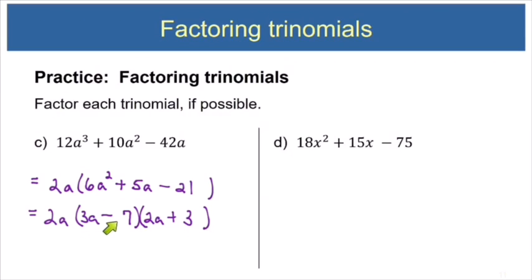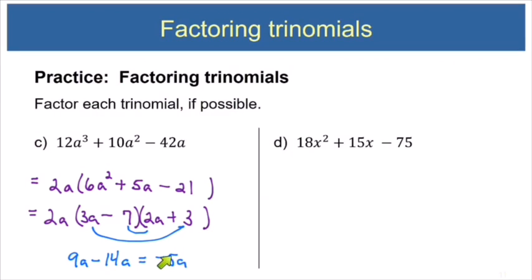Now let's add up outer plus inner and see what we get. And this time we are hoping for a positive 5a. Okay, so outer times outer is going to be 9a. Inner times inner is going to be minus 14a. Now that's going to add up to negative 5a. That's not what we wanted, but it's a really good sign though, because we wanted positive 5a, but we got negative 5a. So it's good that we got the 5.